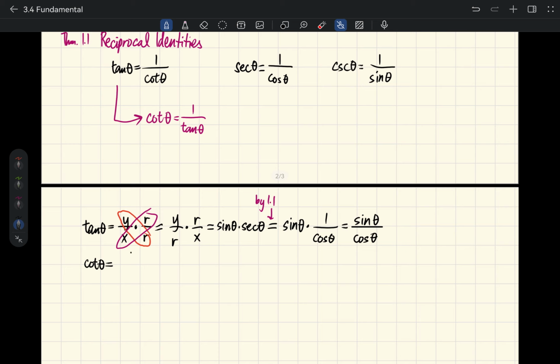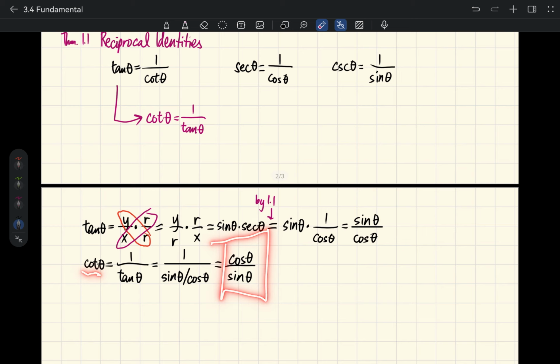So let's write that in that manner. We have 1 over tangent theta, which by our derivation above, tangent theta is just sine theta over cosine theta. So we have 1 all over sine theta over cosine theta, which in effect just means we're taking the reciprocal of the 1 in the denominator. So we have right here cosine theta over sine theta. As you have seen, we have also written cotangent theta in terms of cosine theta and sine theta only.